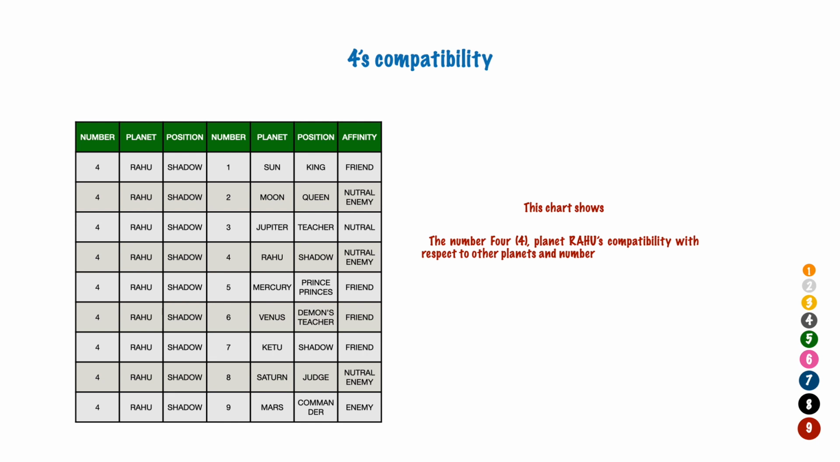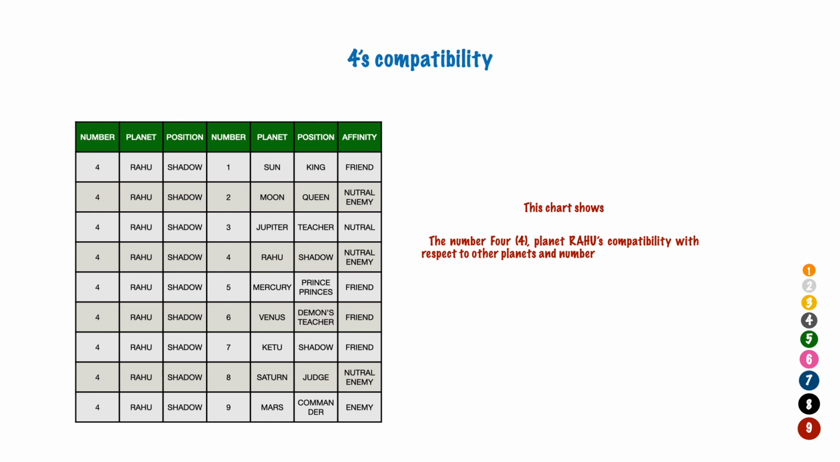Number 4. So number 4 is the shadow planet. Mystical. Someone who is mystical with number 4 and 1. King is friend. Depends again, based on the situation. Number 2 and number 4 is like queen and shadow is neutral or enemy. Shadow and teacher is neutral. Shadow planet number 4, Rahu and another shadow planet. It depends based on the situation. They could be neutral, they can be enemy.